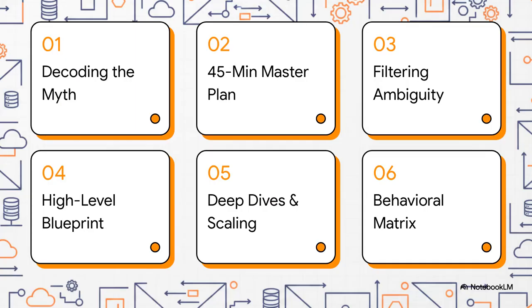So to get you where you actually need to be, here's our roadmap. We'll start by decoding the interview myth, walk through a precise 45-minute master plan, learn how to filter ambiguity, build the high-level blueprint, execute component deep dives, and finally, master the architect's behavioral matrix. Basically, we're going to transition your mindset from a panicked coder into a strategic, confident architect.